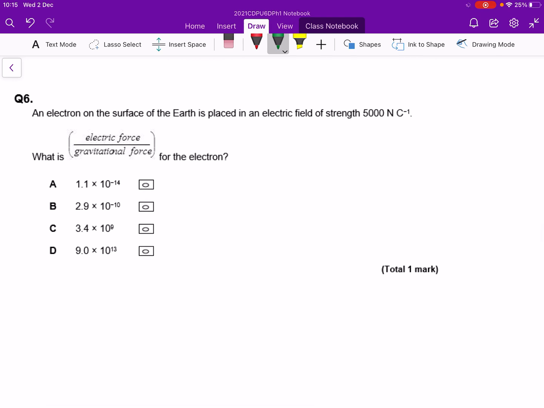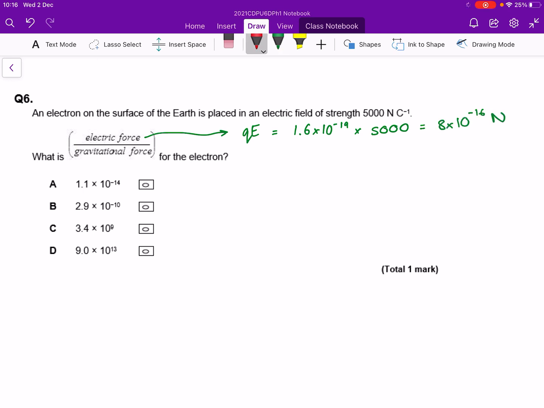Question 6. This is an annoying one, I guess. Electron, surface of the Earth. Oh, placed in an electric field strength. Okay, so what's the electric force? First of all, let's work out the electric force. This is Q times E. It's an electron, so it's 1.6 times 10 to the minus 19 multiplied by 5,000. So let's work that out: 1.6 e to the minus 19 times 5,000. 8 times 10 to the minus 16.